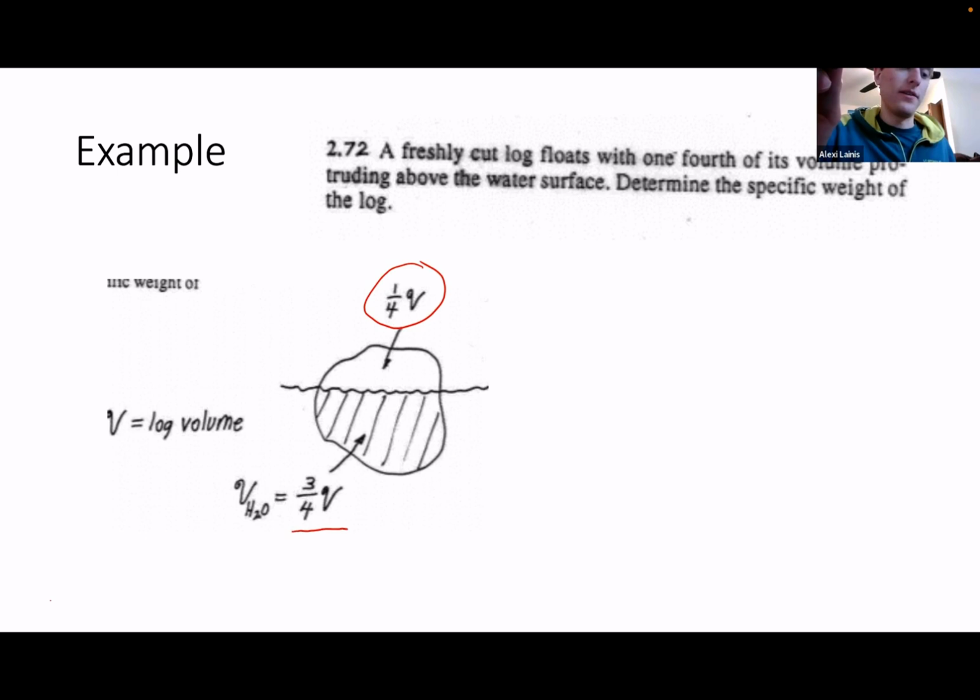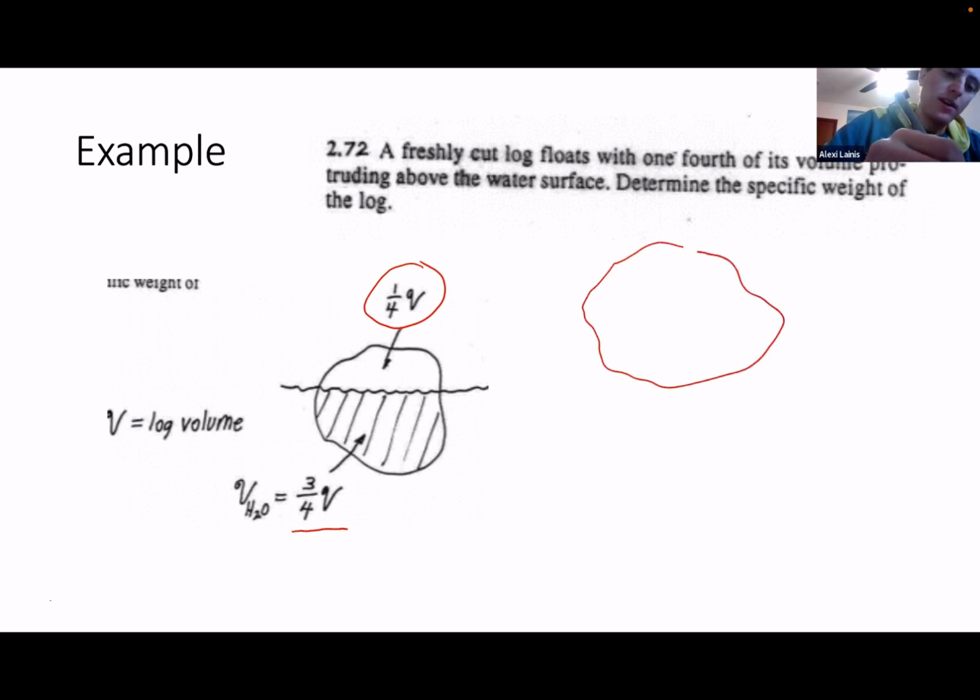So if we read out the question: a freshly cut log, from the bottom of this reservoir, with 1/4 of its volume protruding above the water surface. Determine the specific weight of the log. So first we can draw a free body diagram like we always do. This one's going to be pretty simple.